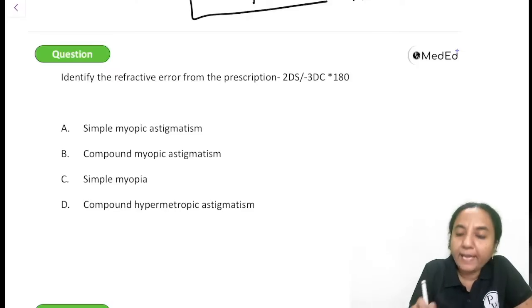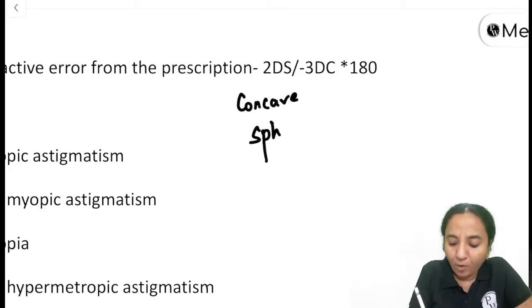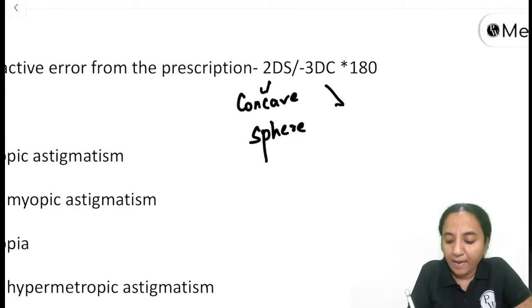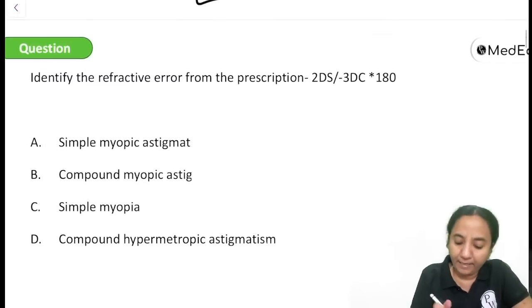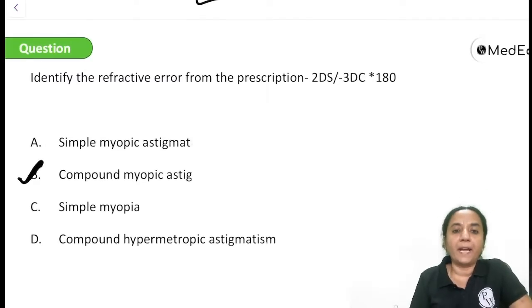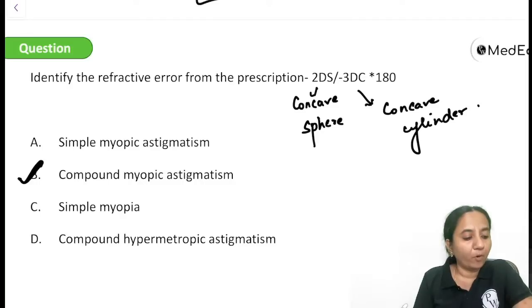Correct. So what is there in this prescription? In this prescription, we have both a concave sphere, that is -2 sphere, and a concave cylinder. Both are there. If you have both a concave sphere as well as a concave cylinder, this is compound myopic astigmatism, or CMA.